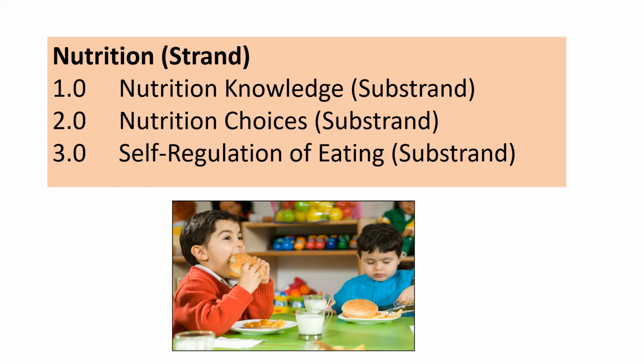And then the last strand is nutrition. And there are 3 substrands to nutrition. There's nutrition knowledge, so knowing what kinds of food are healthy. Nutrition choices, knowing how much we should eat different kinds of foods and the combination. And then the last one is self-regulation of eating. So knowing when we're full and when we should stop eating, and also making sure that we balance out what we're eating. Okay, so we've talked about the health domain, its strands, and then its substrands.